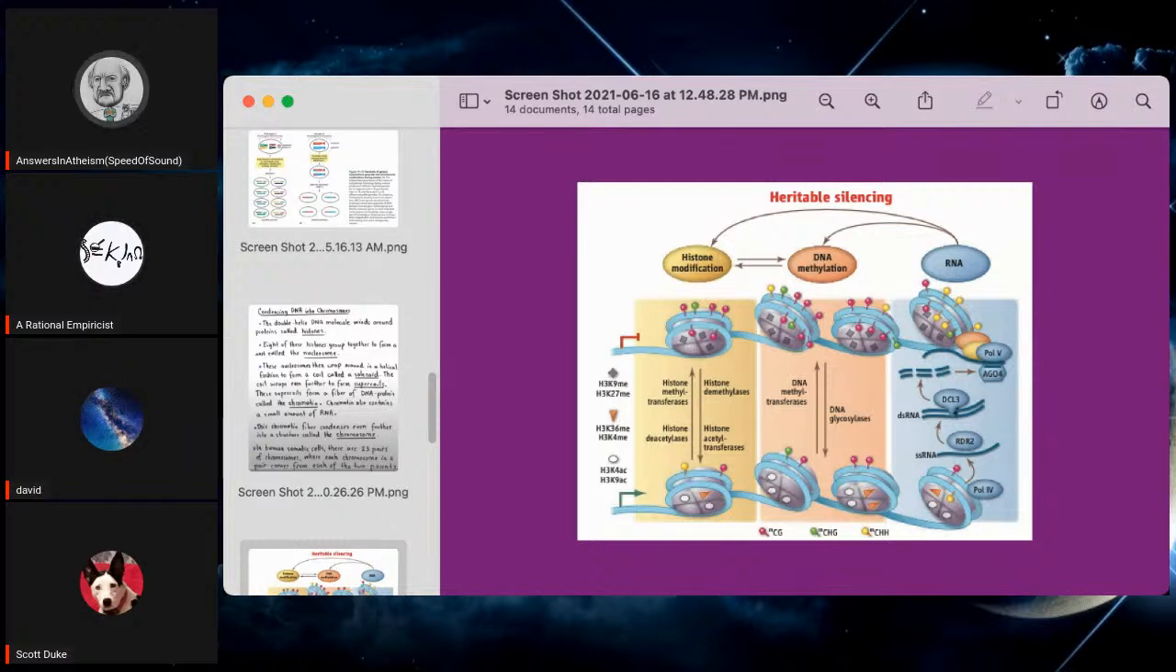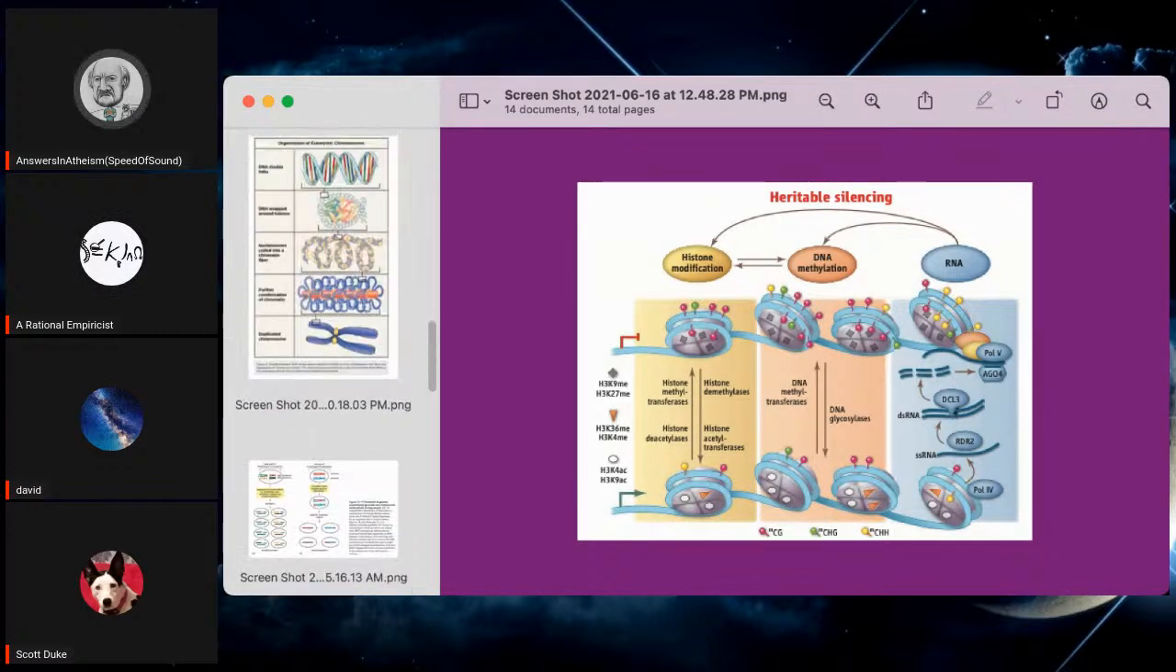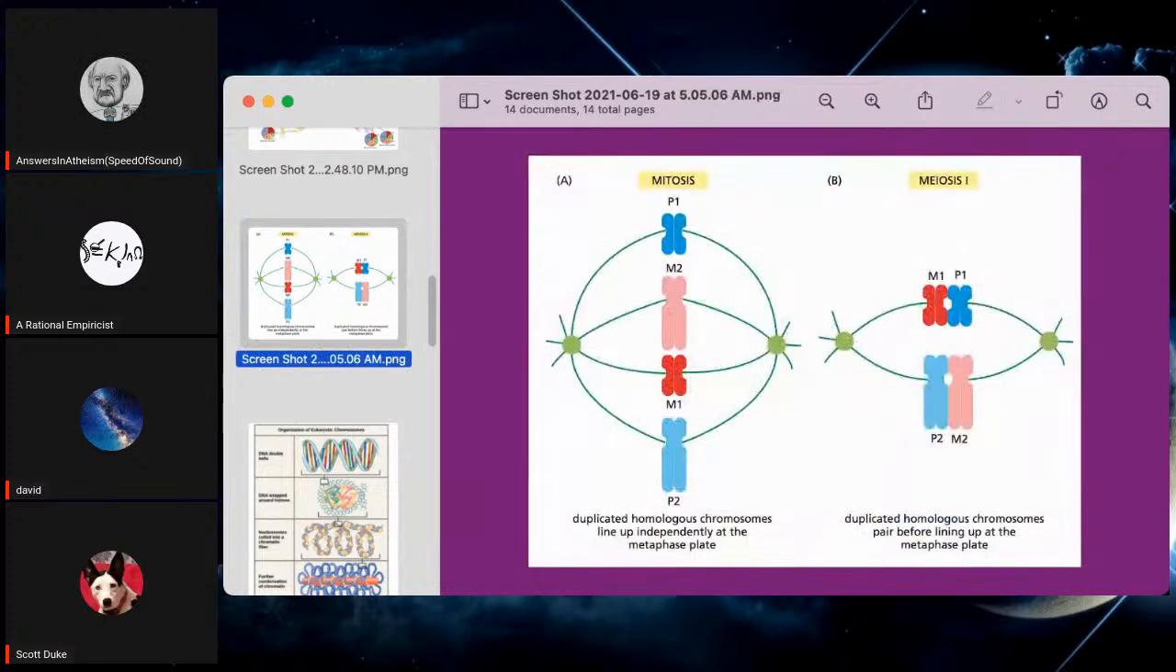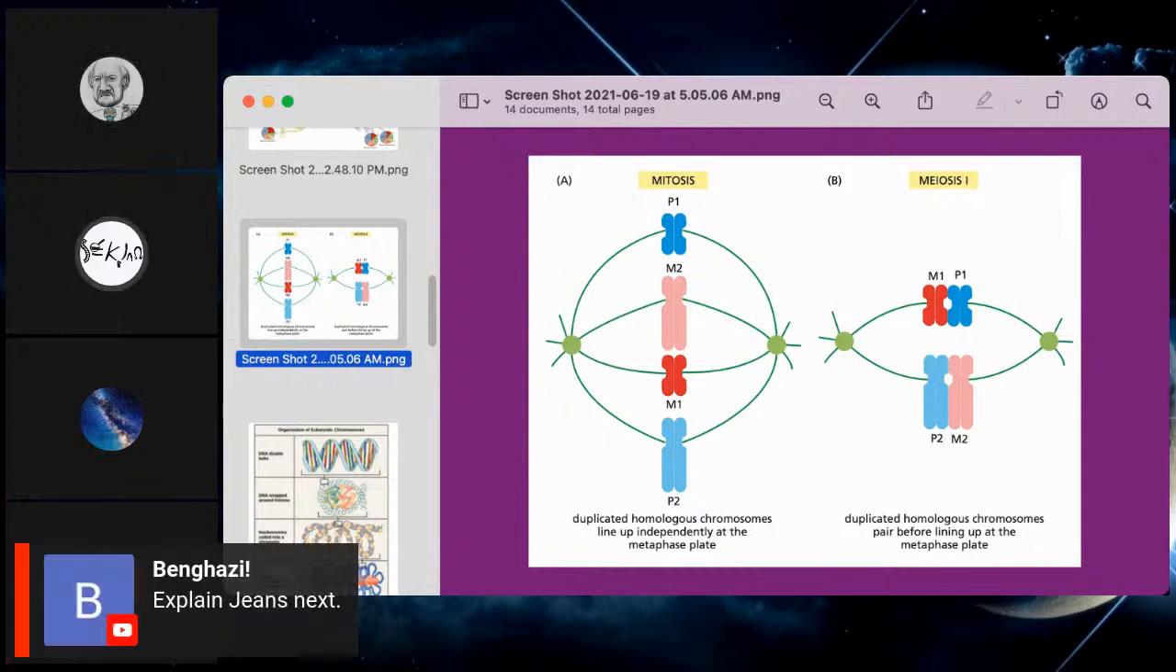I think the next place to go is basically mitosis and meiosis, the differences and maybe how recombination works, that sort of thing. We could also throw in a little bit about mutations here and there. Yeah, we could go through mutations.